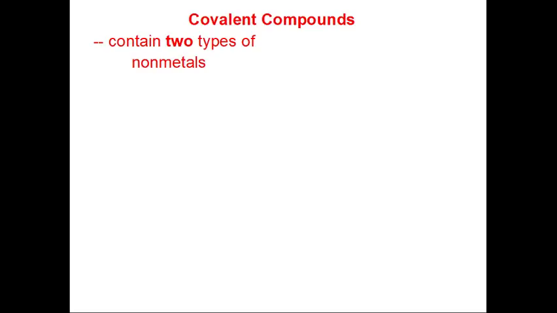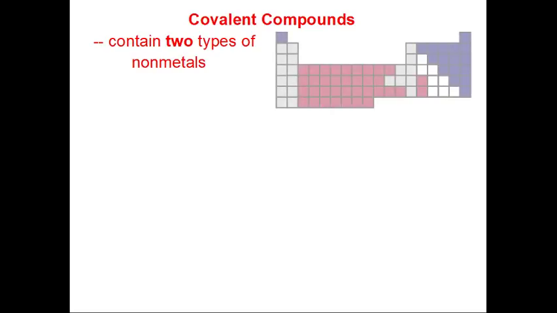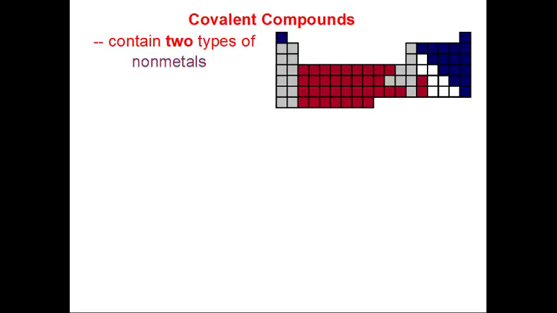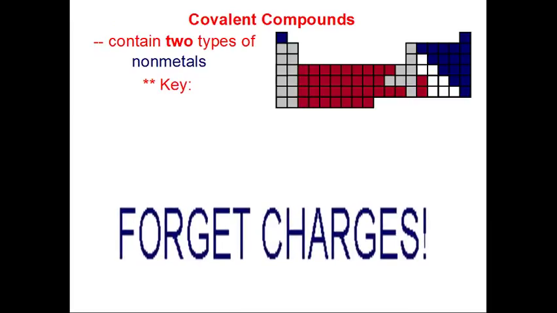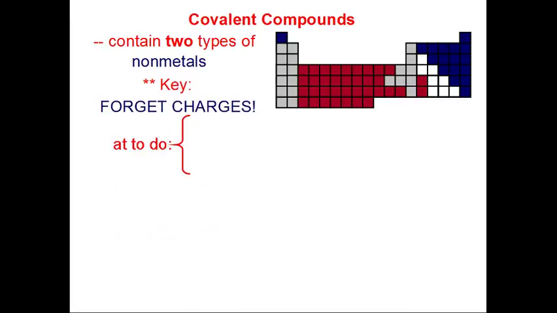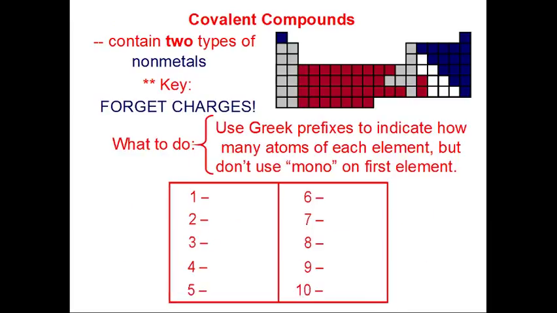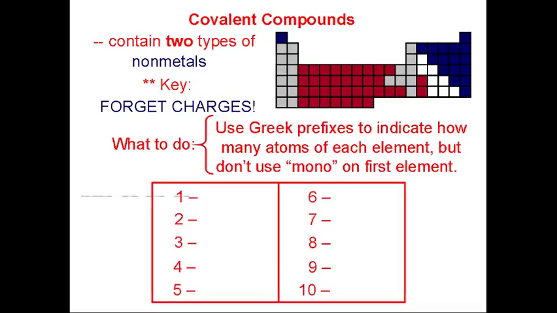So covalent compounds, once again, 2 types of nonmetals, and you'd have no charges. Since you have no charges, you don't have anything to crisscross, so you need to tell how many things you have, and the key is the charges do not matter, so instead you're going to use Greek prefixes. You got to memorize your Greek prefixes. 1 mono, 2 di, 3 tri. Those are all really easy. You've been doing them forever.